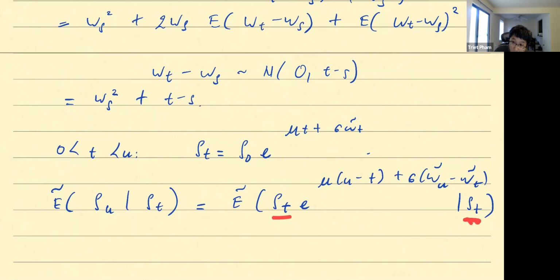Now S_t is a constant because you are conditioning on it. So you drag it out. Also the return part is constant, so you take it out. And then you get left with this.